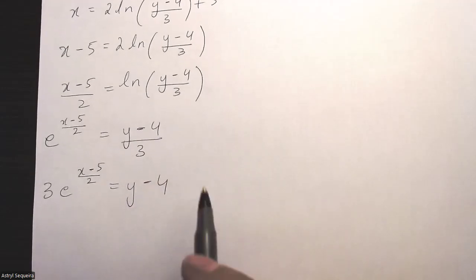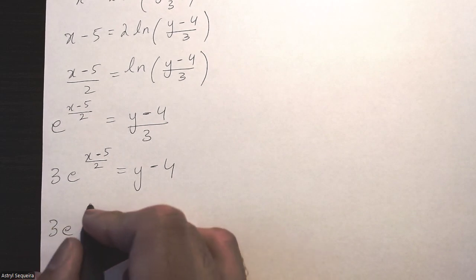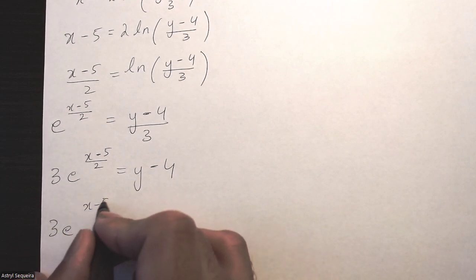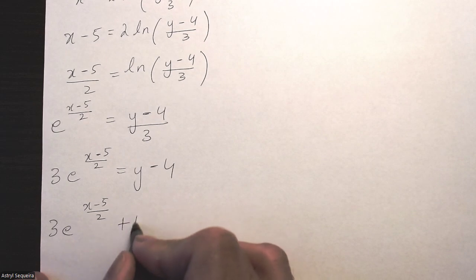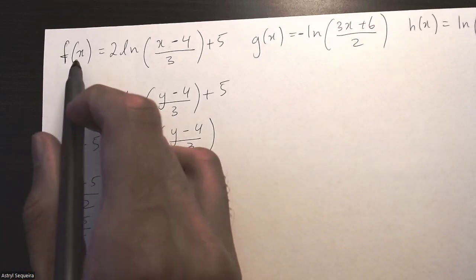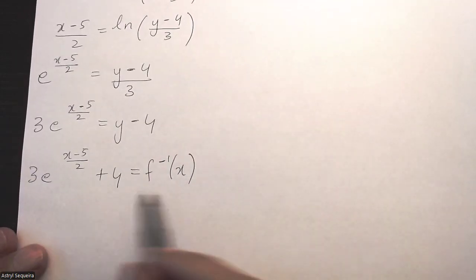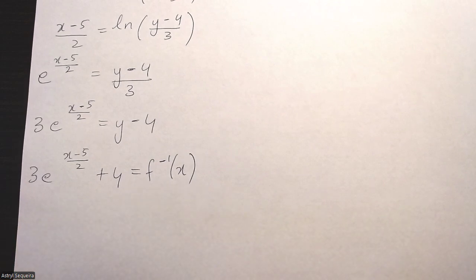And last step is I'm going to move the negative 4 over. And instead of writing a y over here, I'm going to write f inverse of x. So that's my inverse function for this question over here.